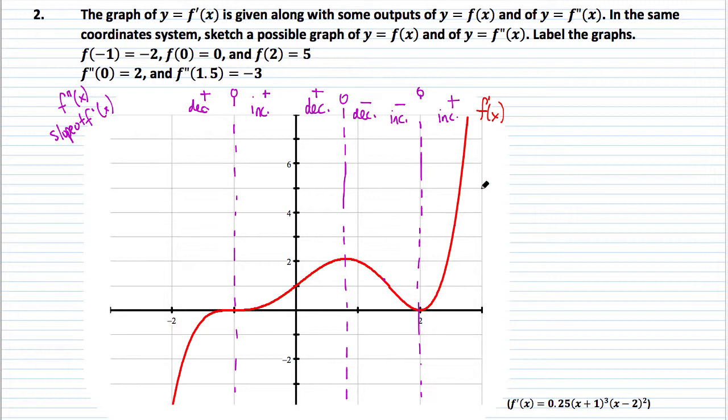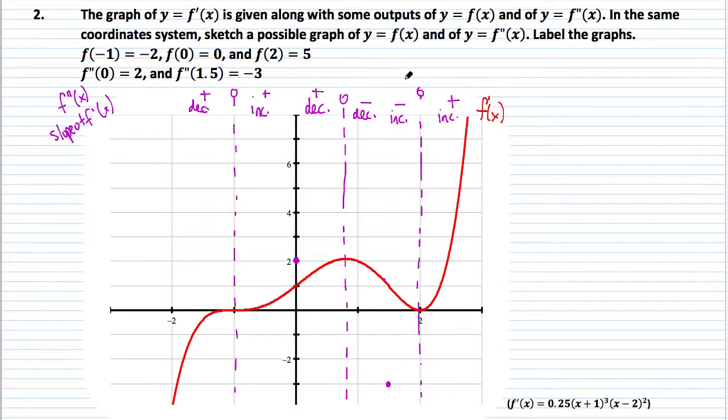So to actually sketch this, I'm going to go ahead and start with my points. So I have 2 points. F double prime of 0 is equal to 2, and f double prime of 1.5 is equal to -3. So I'm going to assume that's where this inflection point is. So that is equal to -3.